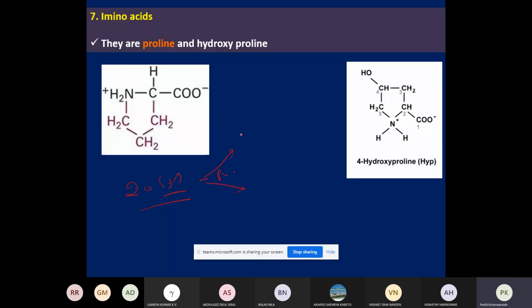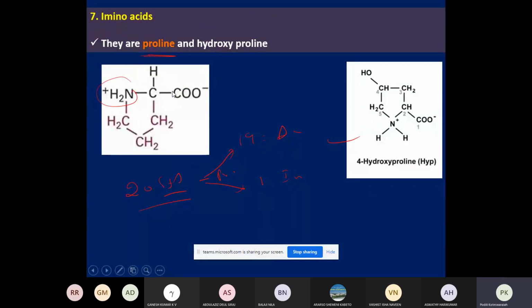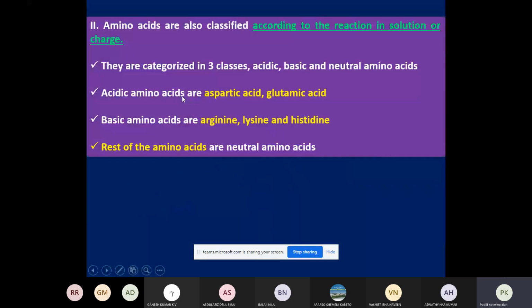Among these 20 standard amino acids, 19 are amino acids, one is an imino acid. In the sense, all 19 amino acids have the primary amino group, whereas here this has the secondary amino group. In the sense, this nitrogen is bonded to 2 carbons. So this amino acid is proline, and proline plays an important role in the collagen structure in the form of hydroxyproline. This we will see later. So proline has the secondary amino group, whereas all other amino acids have the primary amino group. That's why it is called the imino acid.